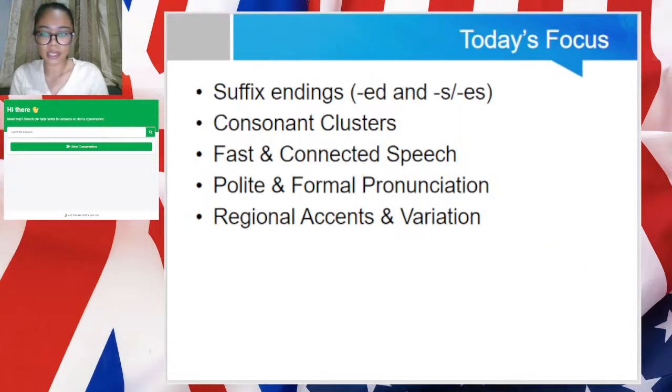For today, we will be tackling about 5 topics. We have suffix endings like the suffix ed and the suffix s and es. Consonant clusters, we'll also talk about that. We'll also talk about fast and connected speech, as well as polite and formal pronunciation. And lastly, we will end today's session with regional accents and variations.